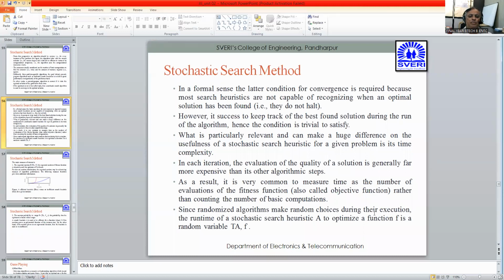In each iteration, the evaluation of the quality of a solution is generally far more expensive than the other algorithmic steps. So obviously, if in each iteration you go for the evaluation of the quality of a solution, it is considered more expensive as compared to the other steps. As a result, it is very common to measure time as the number of evaluations of the fitness function rather than counting the number of basic computations.